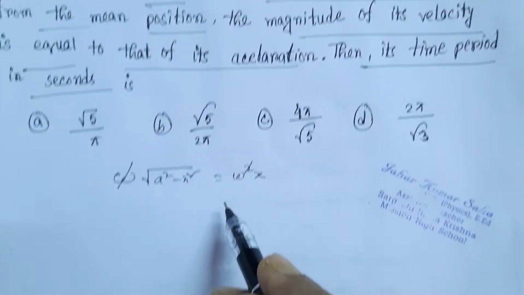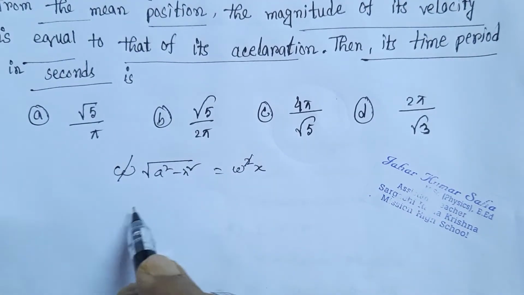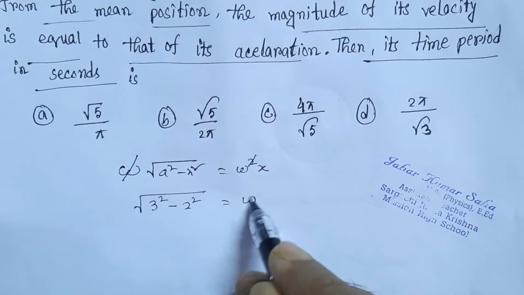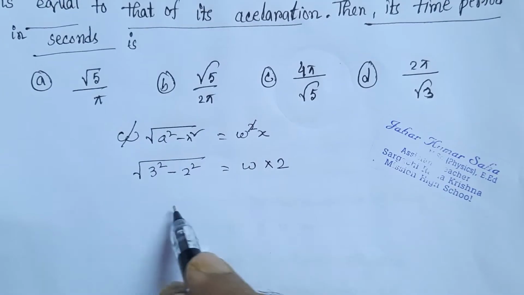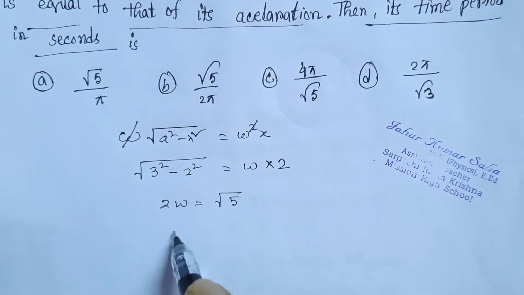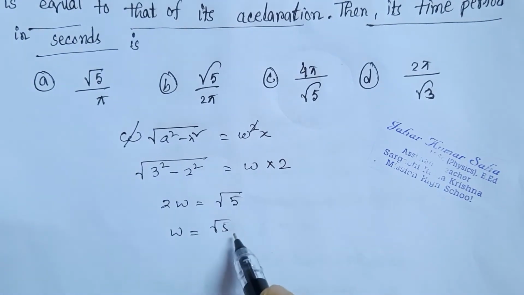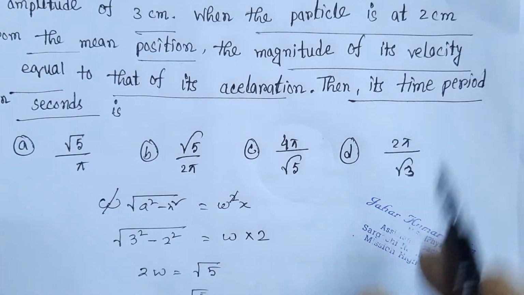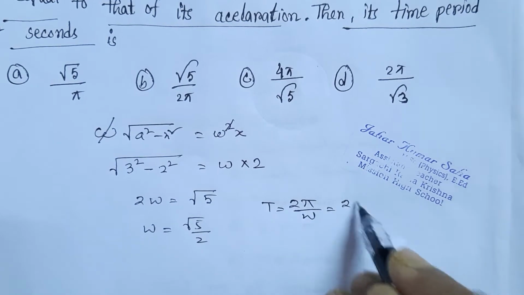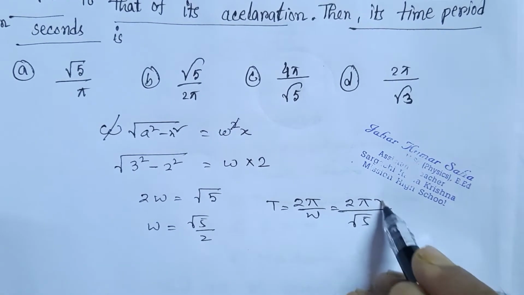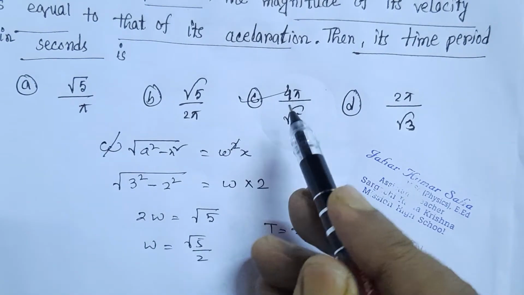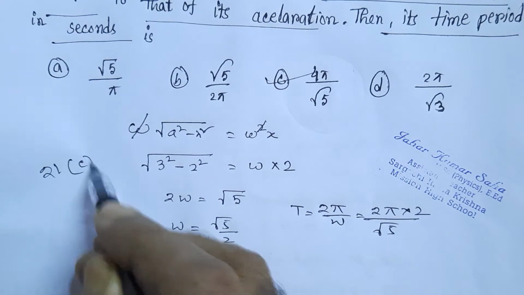Omega cancels out. What do we see? A is 3 centimeter, so root of 3 square minus 2 square equals omega into 2. So 2 omega equals root 5, so omega equals root 5 by 2. We need the time period. T equals 2 pi by omega, equals 2 pi by root 5 by 2, that is 4 pi by root 5. So C is the correct answer. So the answer to question number 21 is C.